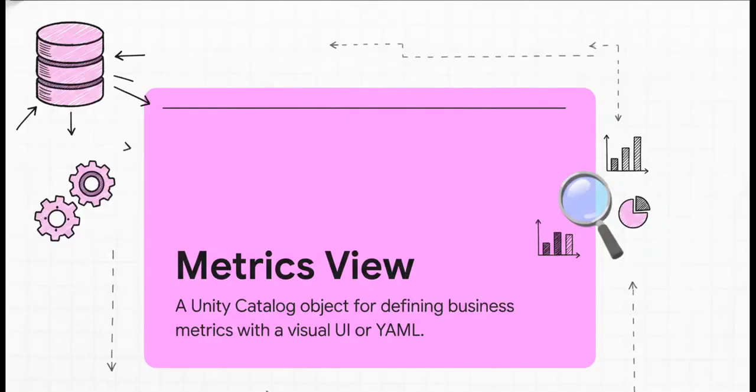So what is this thing we've just created? It's called a metrics view. And a good way to think of it is like a recipe for your business metric. And that recipe gets stored in a central cookbook, which is Unity Catalog, so that everyone in your whole organization is using the exact same one.